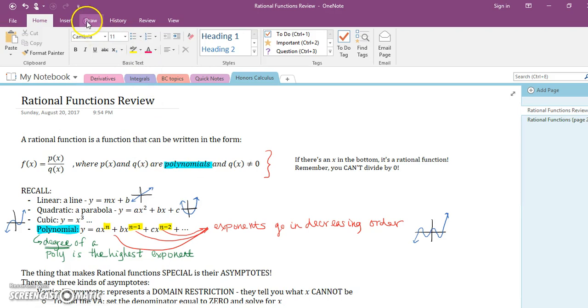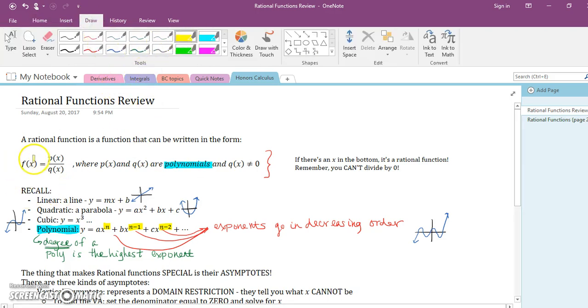So first of all, a rational function is any function that can be written in this form right here. F of x equals p of x over q of x. Now, this is a textbook definition right here. Basically, this just means if there's an x in the denominator or in the bottom, then it's going to be rational. Also, you can't divide by 0, which is why we say q of x, whatever's down here, it can't be 0. It's impossible to divide by 0.